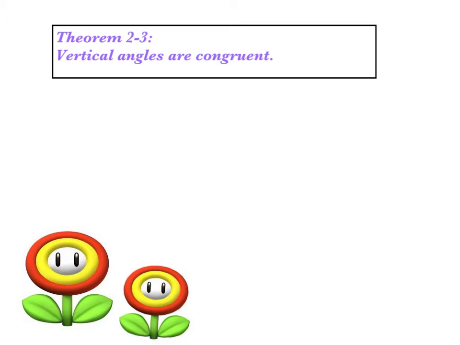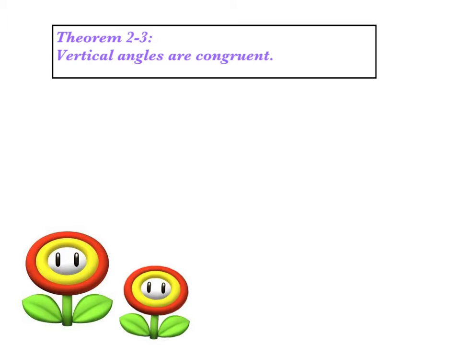In the lower portion of your notes, you reserved a space. I'd like you to write in the theorem that we're about to go over and a proof on the next slide in that section. This is theorem 2-3, and it says vertical angles are congruent.